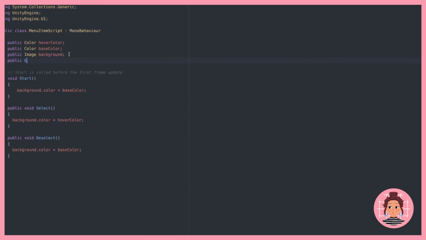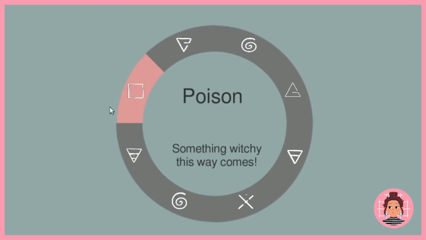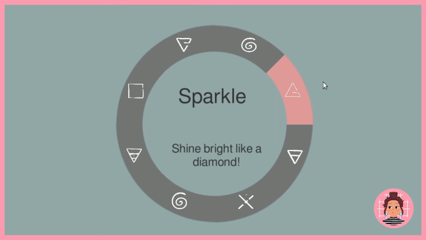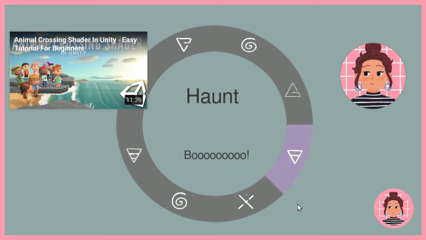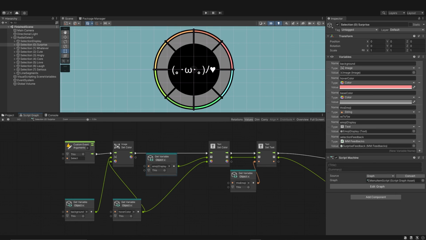And if we go back to the MenuItemScript, we can add a new variable called description, set it to active on select and deactivate it on deselect. And there we go. I went ahead and adjusted the colors and the descriptions, and this is the final result. I really like how it turned out. Thanks for watching, guys. I hope you enjoyed it.